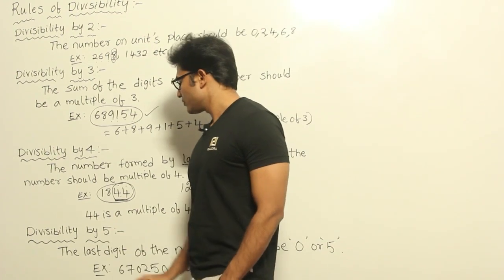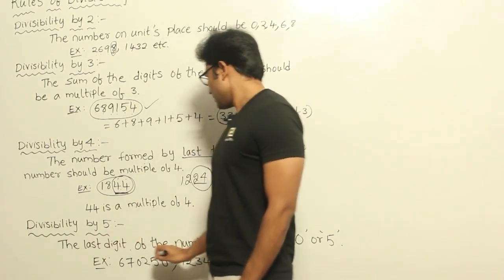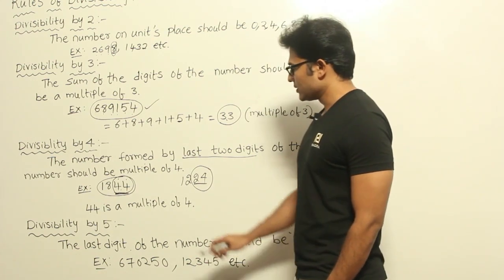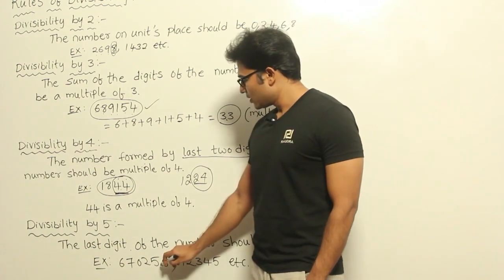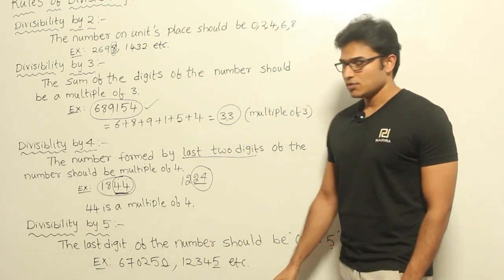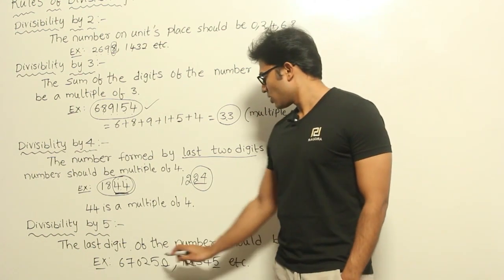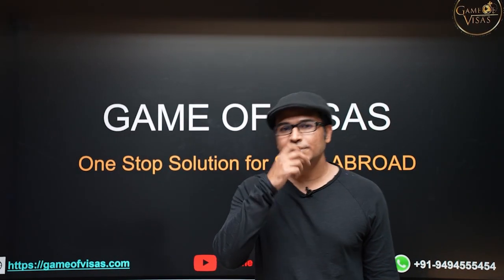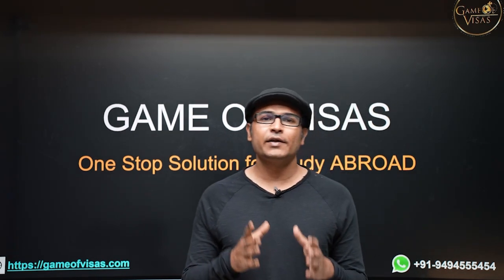Next one is divisibility by 5. The last digit of the number should be a 0 or a 5. Now if you look at these two examples, the last digit of the number is 0 here. Here the last digit of the number is 5. So if the last digit of the number is either 0 or 5, we can say that it is divisible by 5.